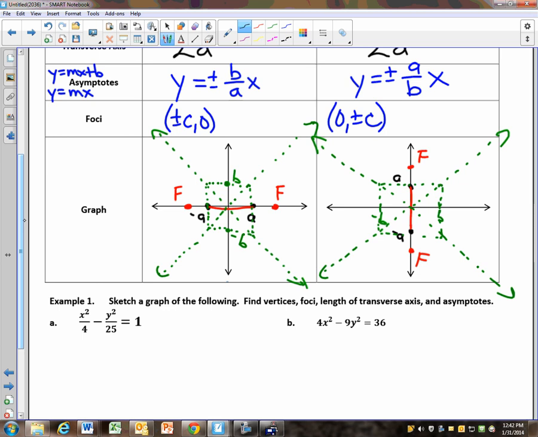Do you remember the equation for foci for the ellipse? c squared equals a squared minus b squared. What do you think the equation is for hyperbolas? Plus. Yep. c squared equals a squared plus b squared. So that's what we use to determine c now. Just the Pythagorean theorem, which is the basis for how all conic sections are derived anyways.